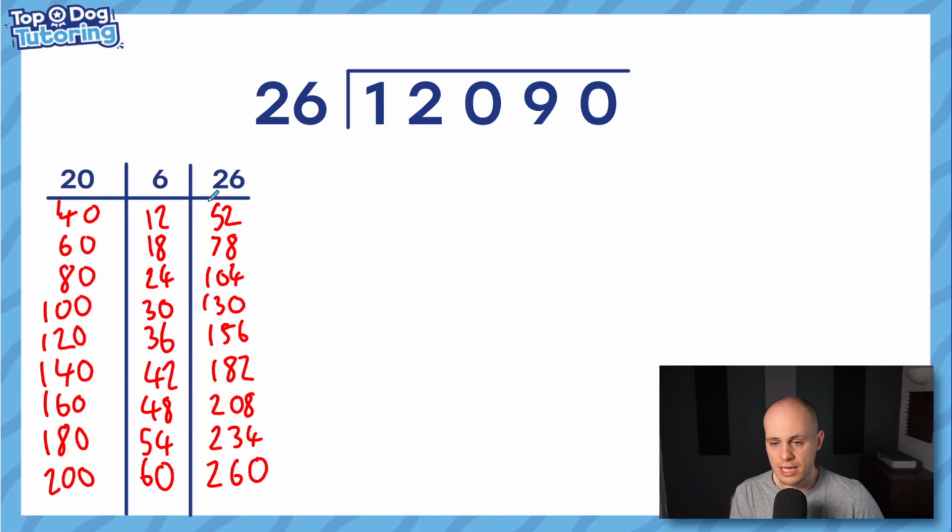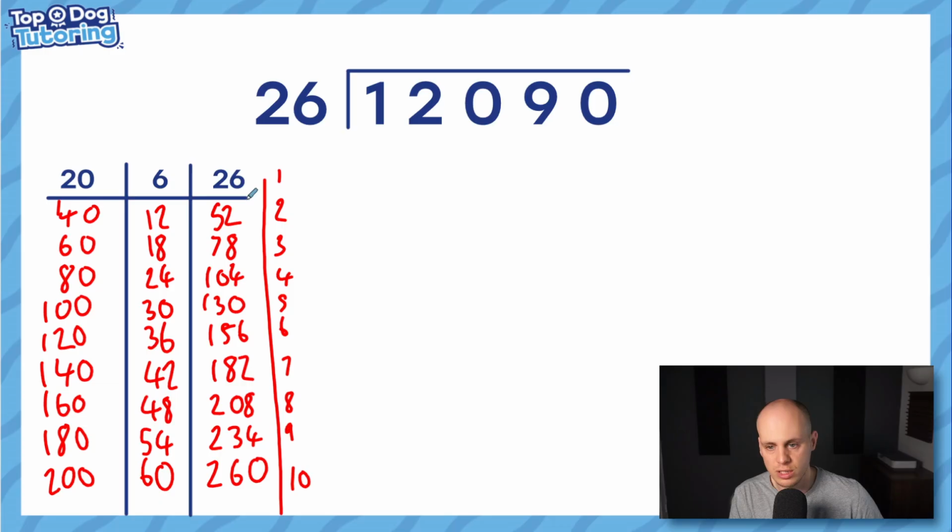Now I've got my times table, which I've got nicely down here. In fact, do you know what I'm going to do? Just to make this really clear for myself, I'm just going to write, I keep forgetting the top one's 1, I'm going to write 1, 2, 3, 4, 5, 6, 7, 8, 9, 10, just so I remember which one is which times table. Okay, 1 times 26, 2 times 26, and so on. So here we go. Let's solve this then.